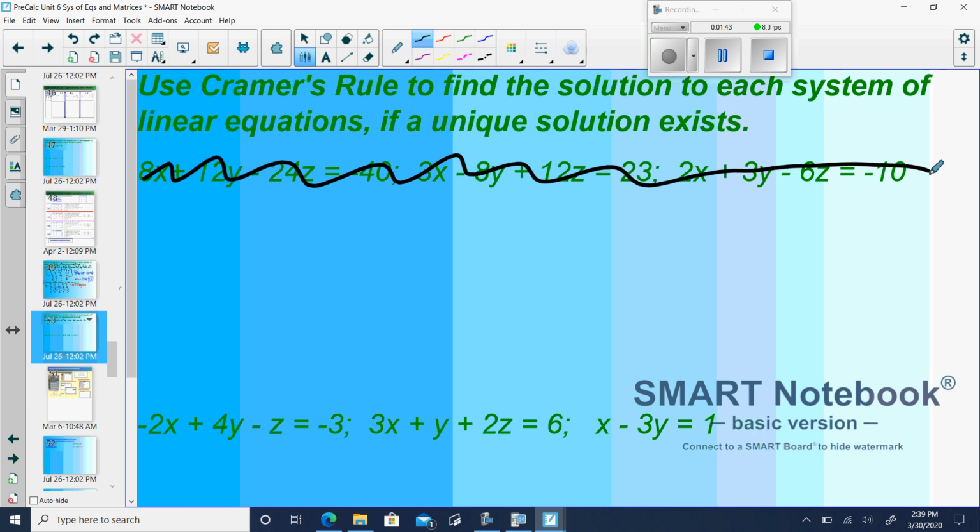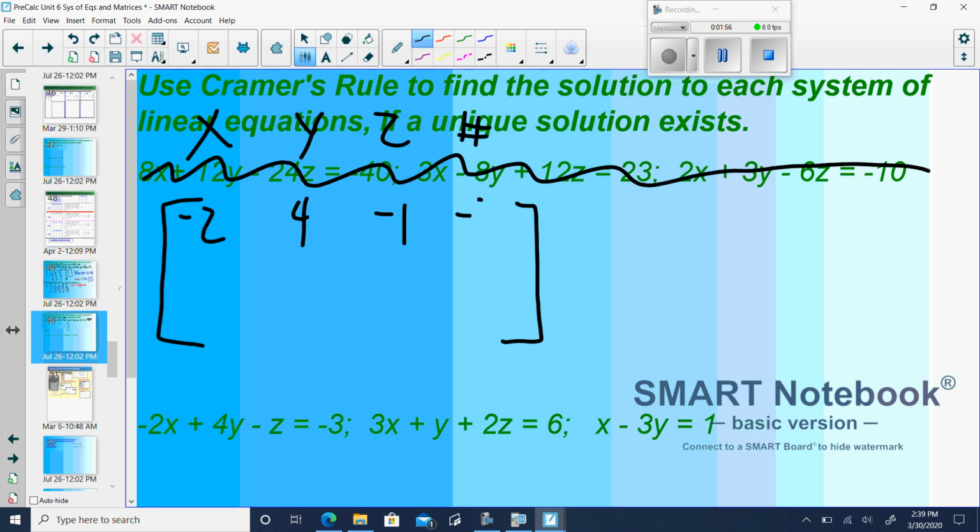All right, so first off, let's go ahead and get our matrix. So we'll have X, Y, Z, number. Okay, so -2, 4, -1, -3, 3, 1, 2, 6, 1, -3. Ooh, we don't have anything for Z. Let's put a 0 in there since we don't have anything for Z. Z is 0. All right, and then we have equals 1. So let's go and find the determinant.